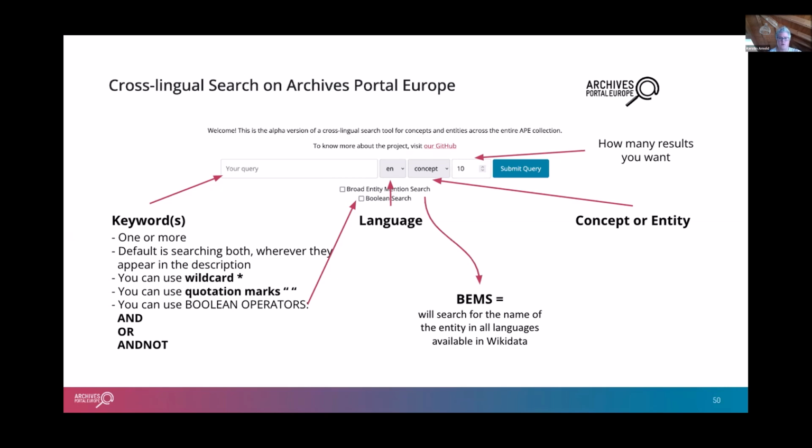There are 2 specific points at the bottom with the check marks. If you're using Boolean operators, you will have to check the box Boolean search. Otherwise, the tool will just understand the and, or, and not as another part of your search term. And there is something that we have called broad entity mention search. That is the relation to Wikidata and VIAF, and will include all languages of the name for an entity that are available there. So not only the language of your search term and not only the languages represented in the tool.